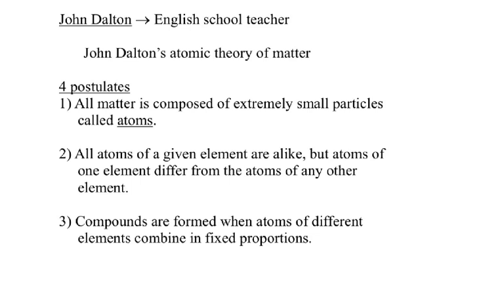Number two, all atoms of a given element are alike, but atoms of one element differ from atoms of any other element. What this means is that if you're an atom of carbon, all atoms of carbon are alike. If you're a nitrogen, all nitrogens are alike. But when you compare carbon to nitrogen, since they're different elements, he says that they are different from one another.